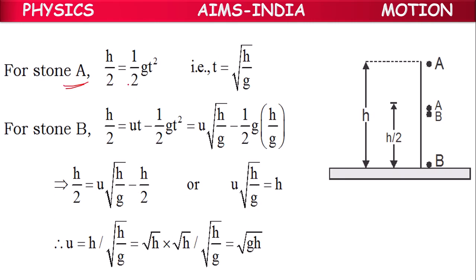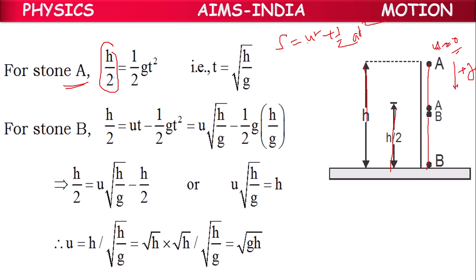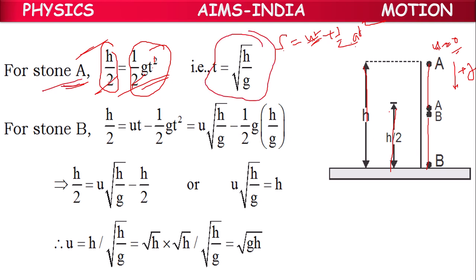So stone A came like this, stone B went up, total height is h, they are meeting at h by 2. For stone A, we have the formula S = ut + half at square. But stone A is a freely falling body, so initial velocity u is 0, and it is coming down, so the a value we can take plus g. So ut becomes 0, half g t square, that is the S value. But S how much? h by 2. So 2 gets cancelled, this g will come down, t square equal to h by g. If you want t, this square will go to the other side, square root: t equal to square root of h by g. This is for stone A.